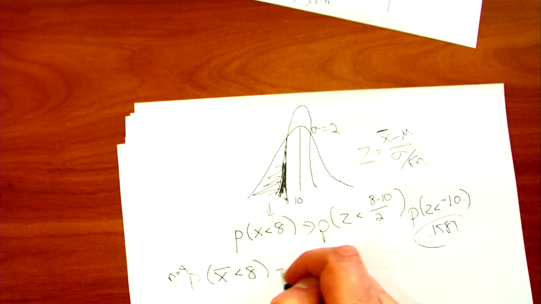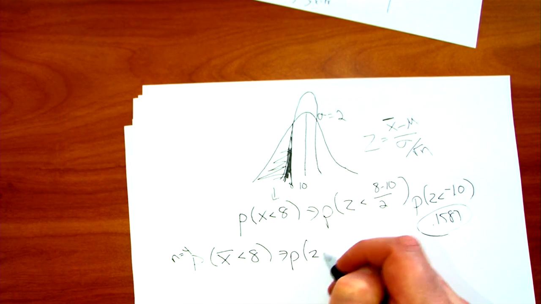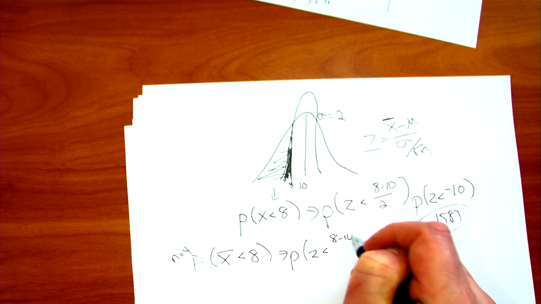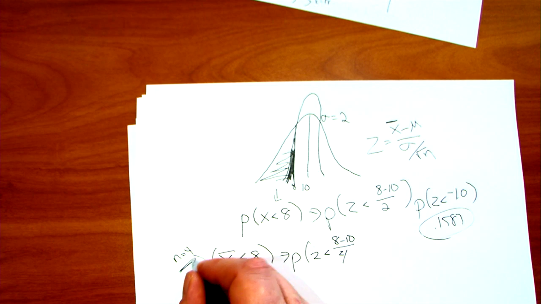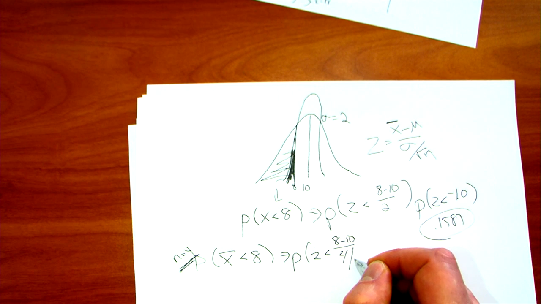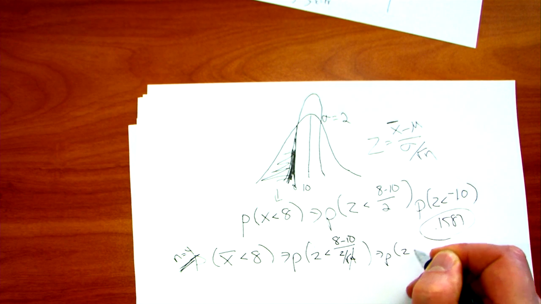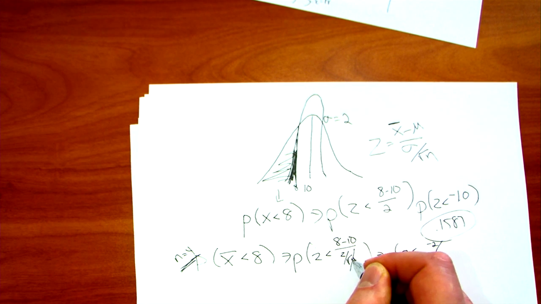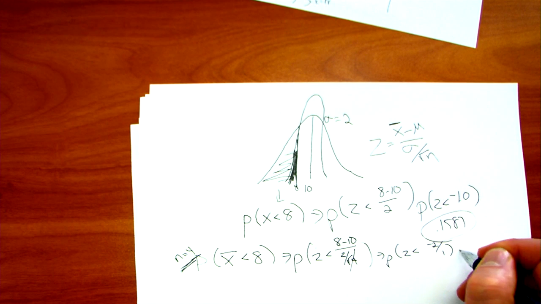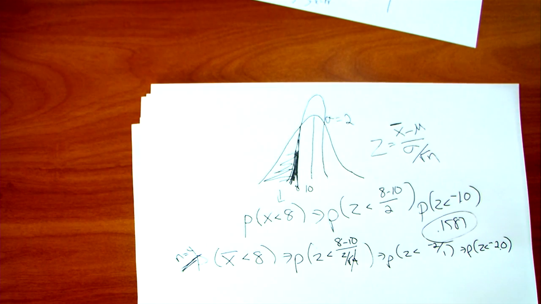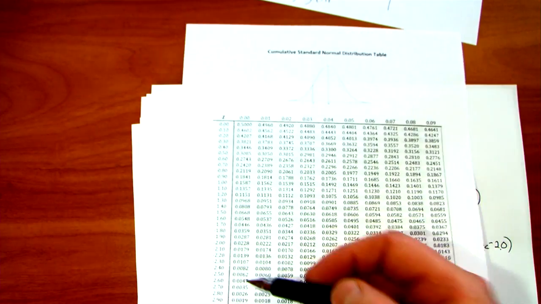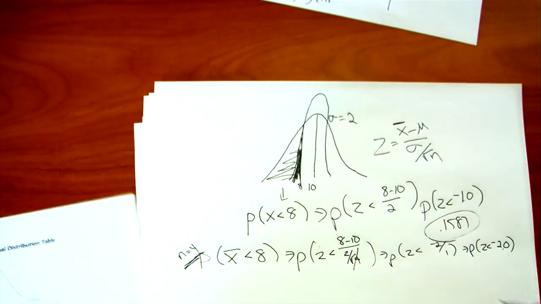So let's do it. The probability that Z is less than 8 minus 10, because the mean's still 10. Standard deviation's 2. But I sampled 4, so the square root of 4. That gives me the probability Z is less than negative 2, because 2 divided by the square root of 4 is 2 over 2, which is 1. The probability Z is less than negative 2.0. Let's look up negative 2.0. Negative 2.0 gives me 0.0228.